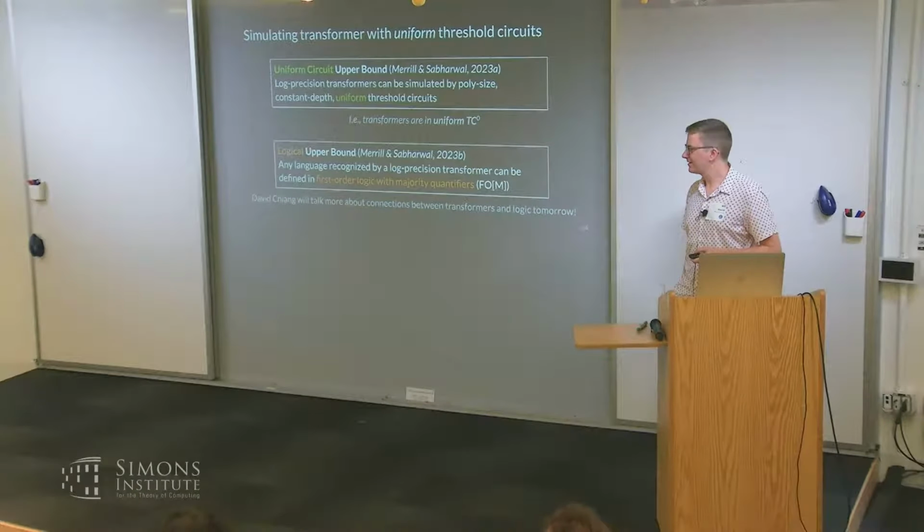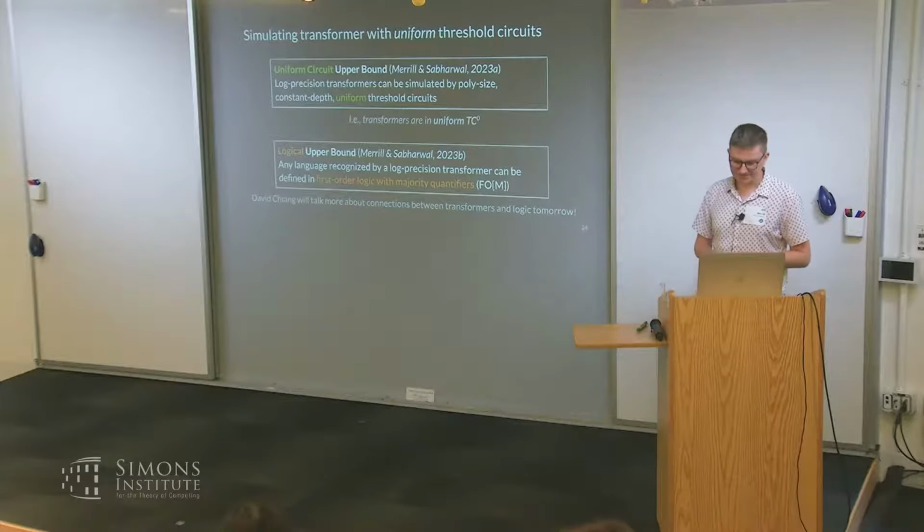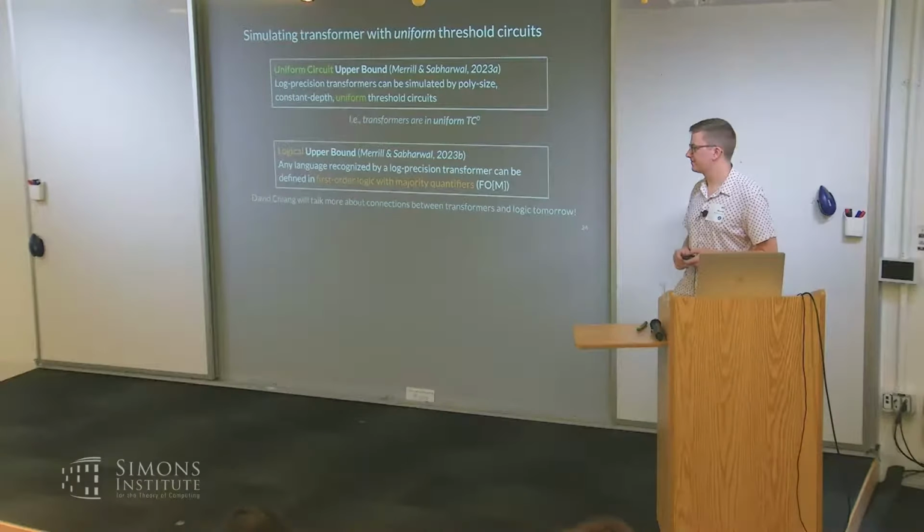But so do you or do you not use positional encodings in your theorems? We make some assumptions that the function that maps from i to the encoding of i is uniformly computable, basically computable in log n space, where n is the context length. But that captures a lot of natural positional encodings.